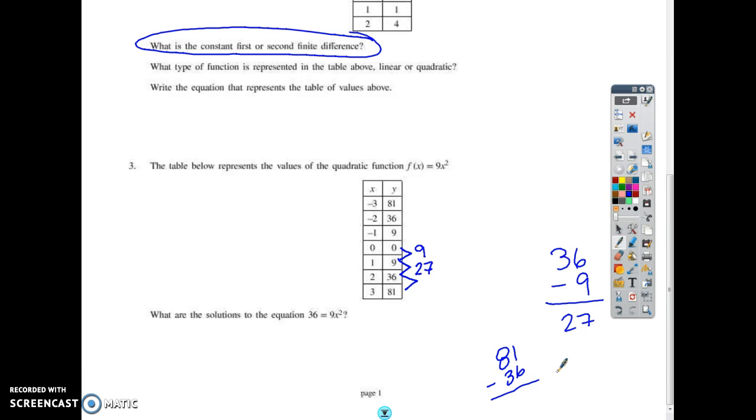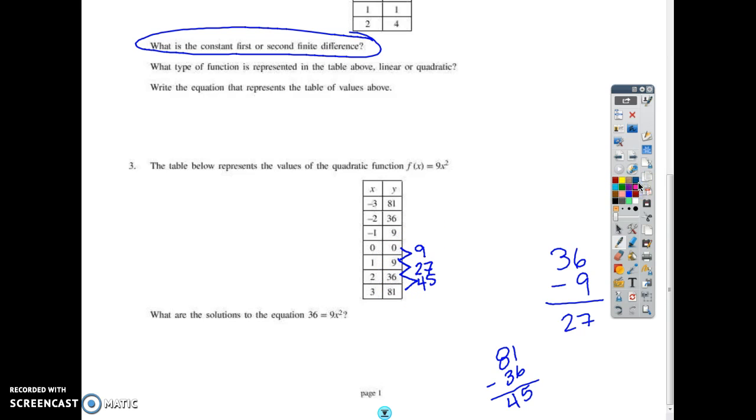You have a calculator in front of you. It's right here. How much? 45. That's the first finite difference. When you're looking from here to here, from here to here, from here to here, how much did it change?